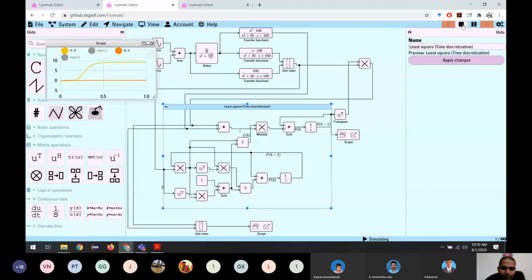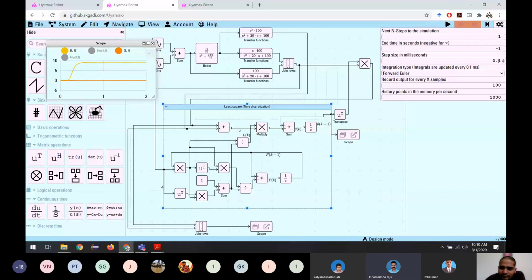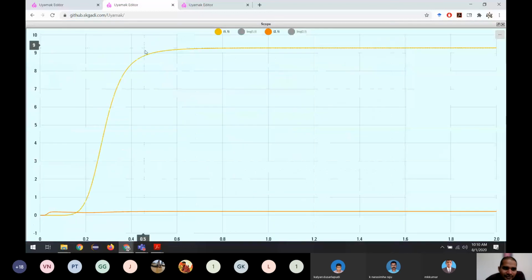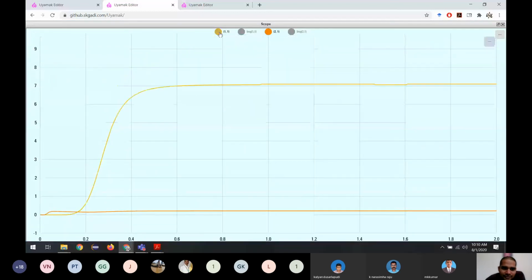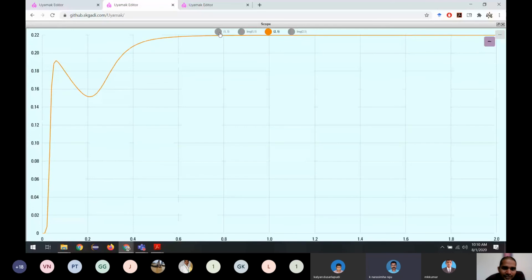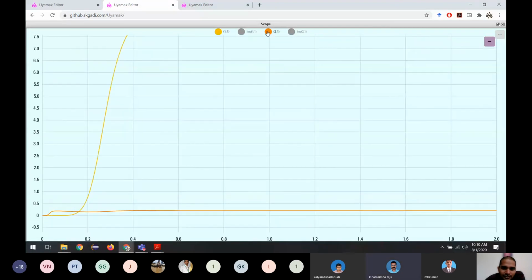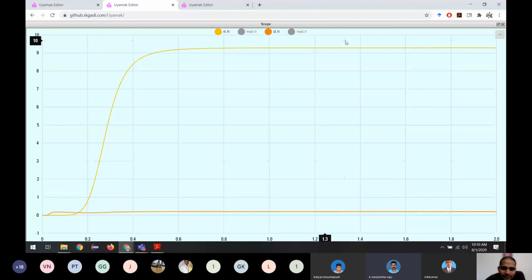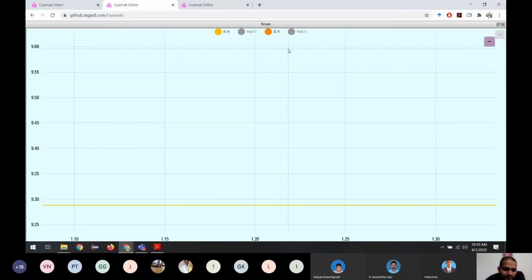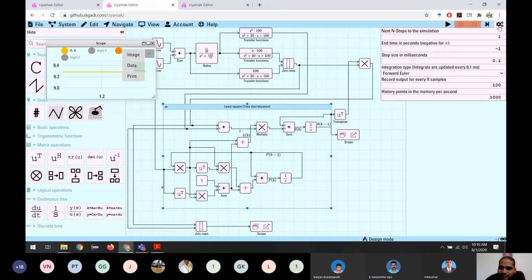Okay. For example, now I am simulating with 100 microseconds or 0.1 milliseconds. Let me show you the accuracy. We get a very accurate value, 0.22, and this value is very close to 9.3. So I'm using a very small sampling time. As you said, if you use a small sampling time, the results will be accurate.